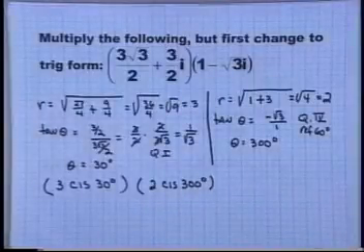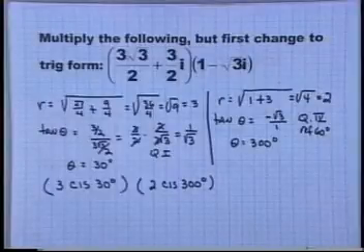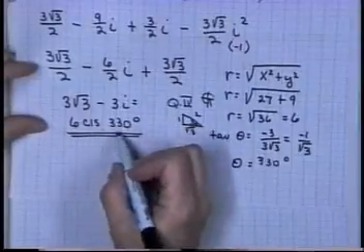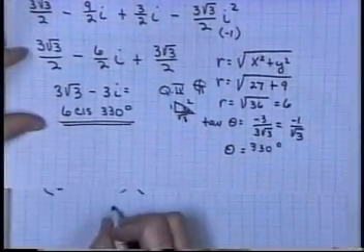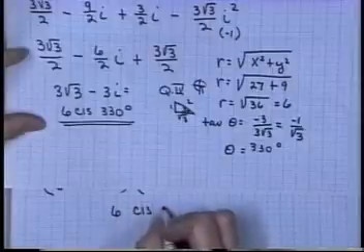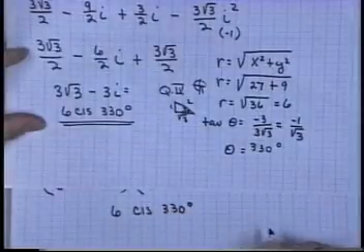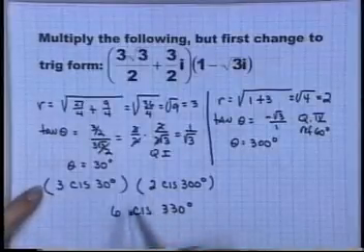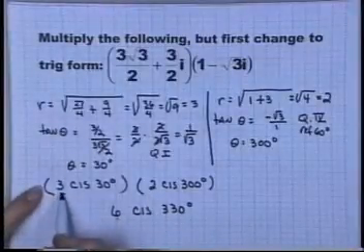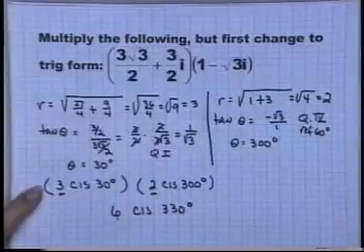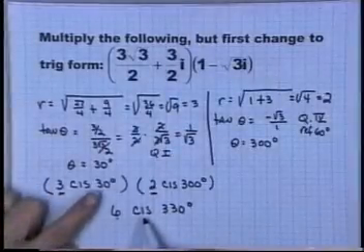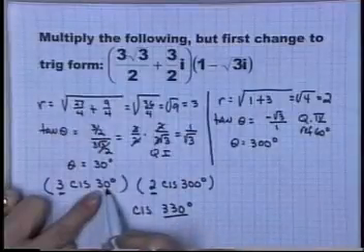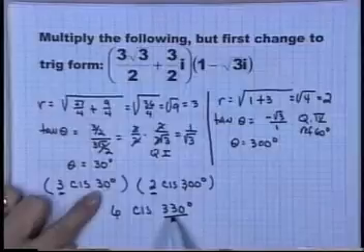Okay? Now, I want to remind you, a while ago, when we multiplied these numbers and we took the product, in trig form, the product is 6 CIS 330 degrees. Now, let's look at what we have right here. Notice I can get the 6 by multiplying this r times this r. And then I have my CIS, and notice the 330 degrees is the sum of 30 degrees and 300 degrees.